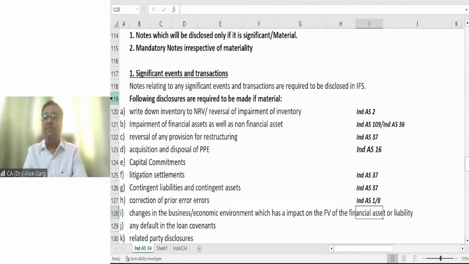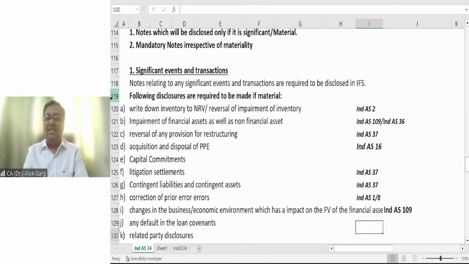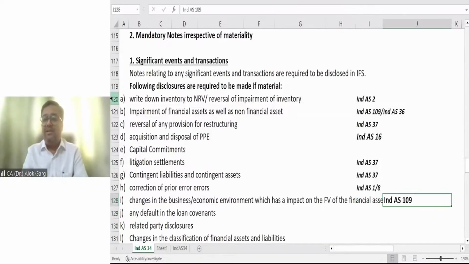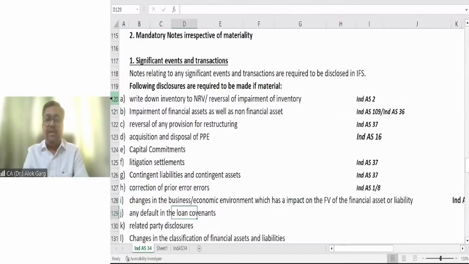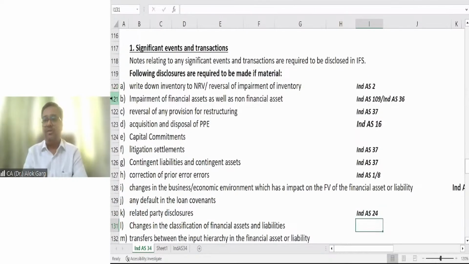Changes in business or economic environment which has an impact on the fair value of the financial asset or liability is also required. It talks about the fair value of financial assets or liabilities as per Ind AS 109. Okay, so friends, if there are changes in the business or economic environment which have a huge impact on your financial asset or liability, it is required to be disclosed in the notes to accounts. Any default in the loan covenants, you remember, if there is a default in the loan terms and conditions, it is required to be disclosed. Related party disclosure, if it is material, it is required to be disclosed. Otherwise, it is not critical to disclose.